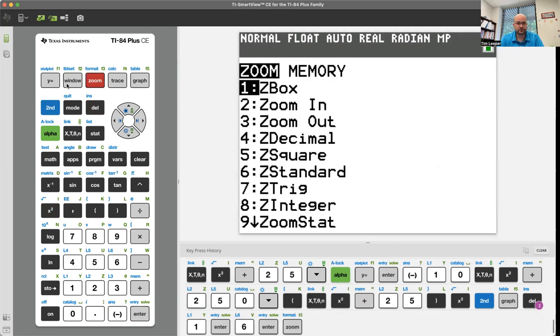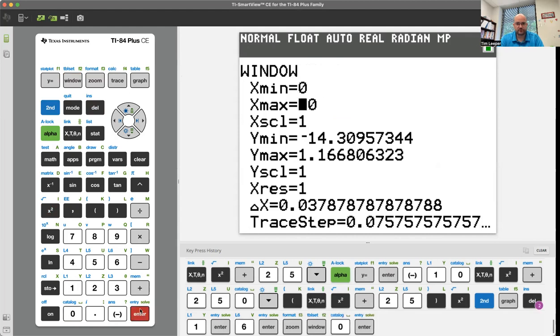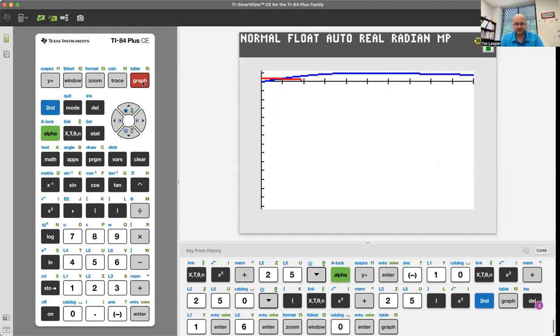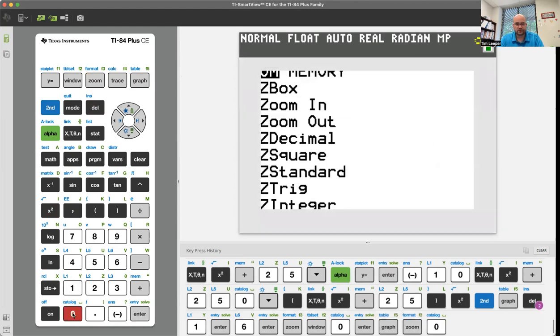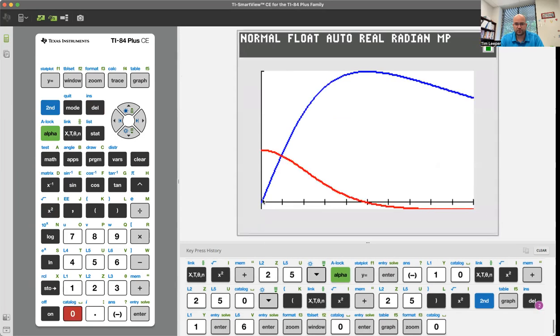Now, if you want to, for the window, do 0 for the x minimum. For the x maximum, then 10 is probably fine. You're not going to see much here. So if I press zoom 0, the blue is the original function. The red is the derivative here. So the original concentration goes up until that point at 5 hours and then starts going down.